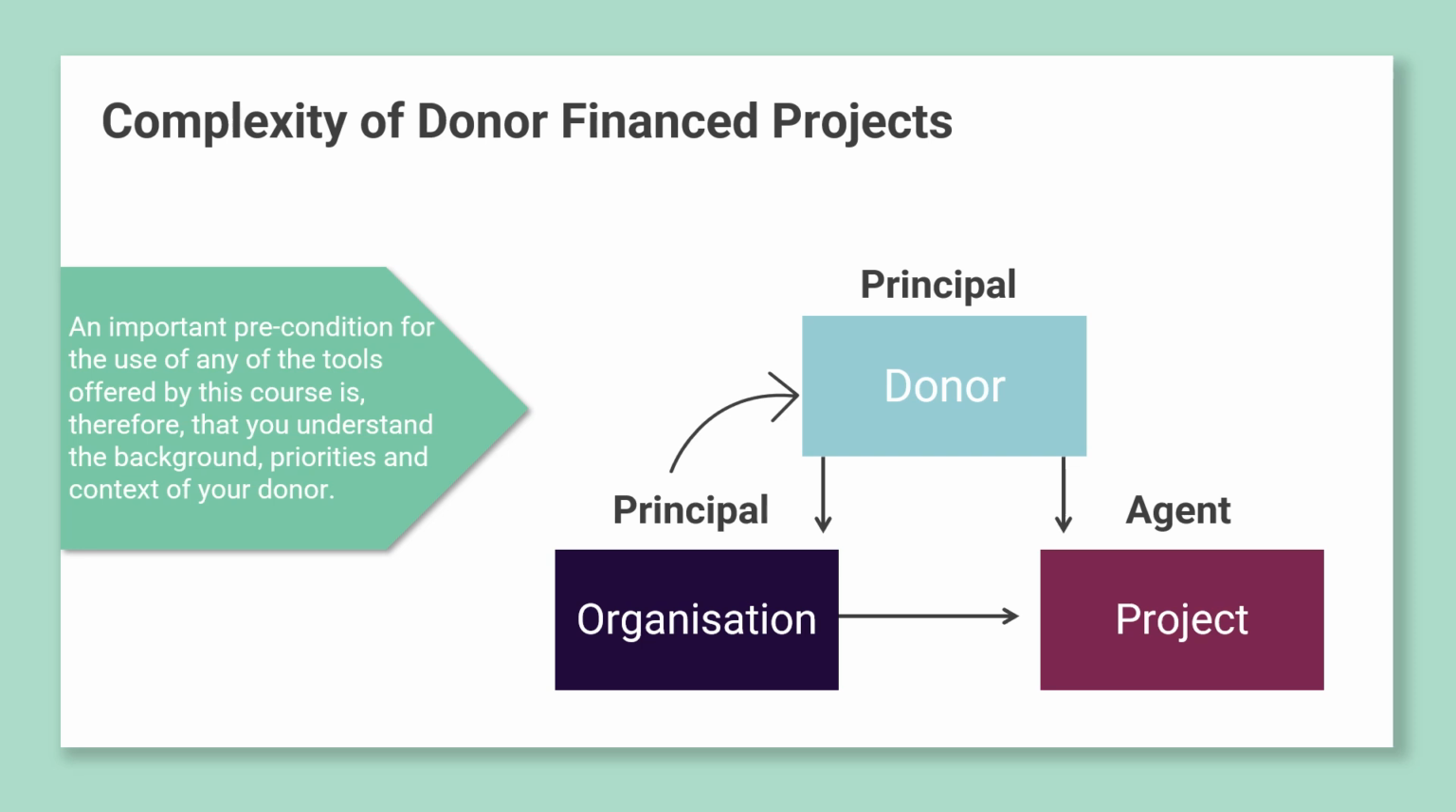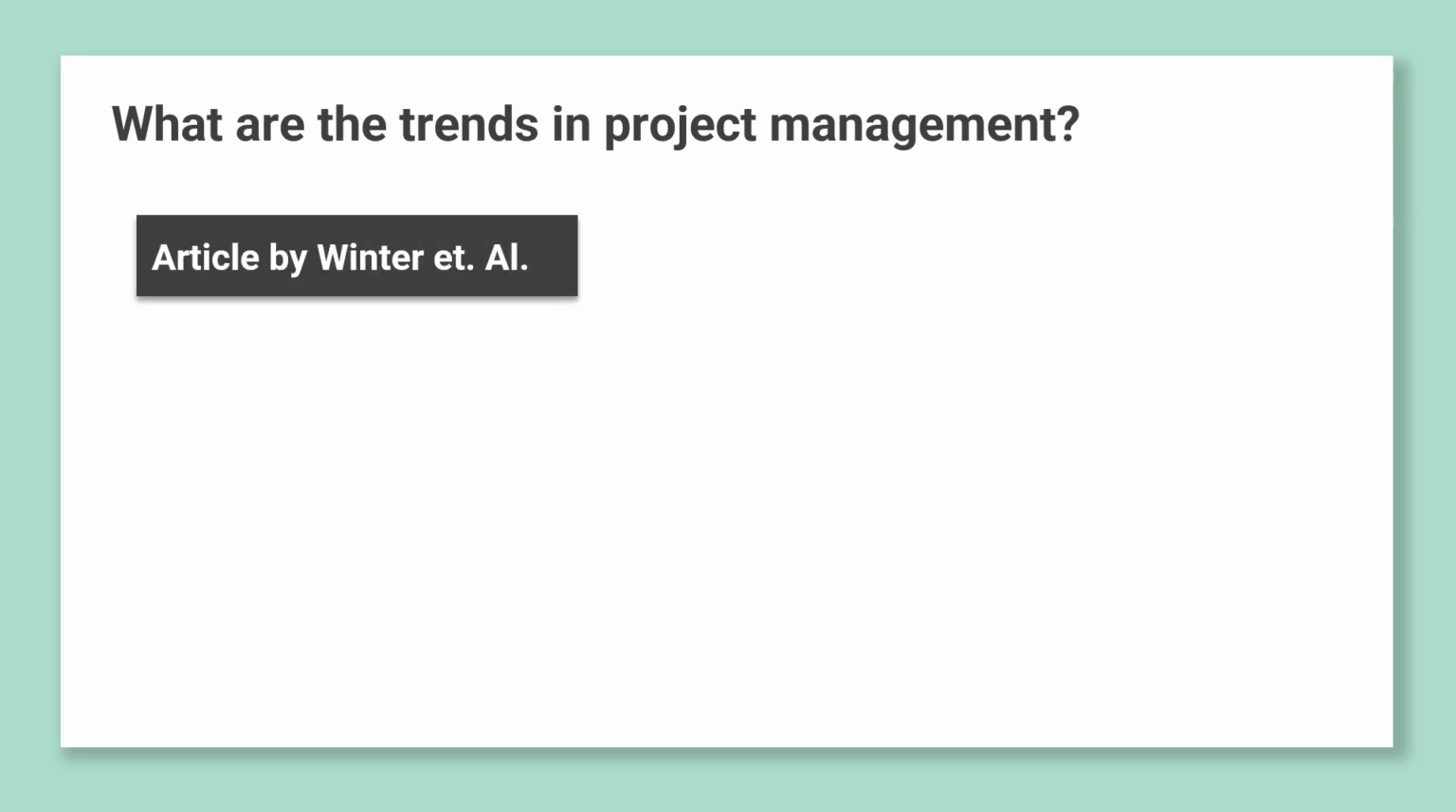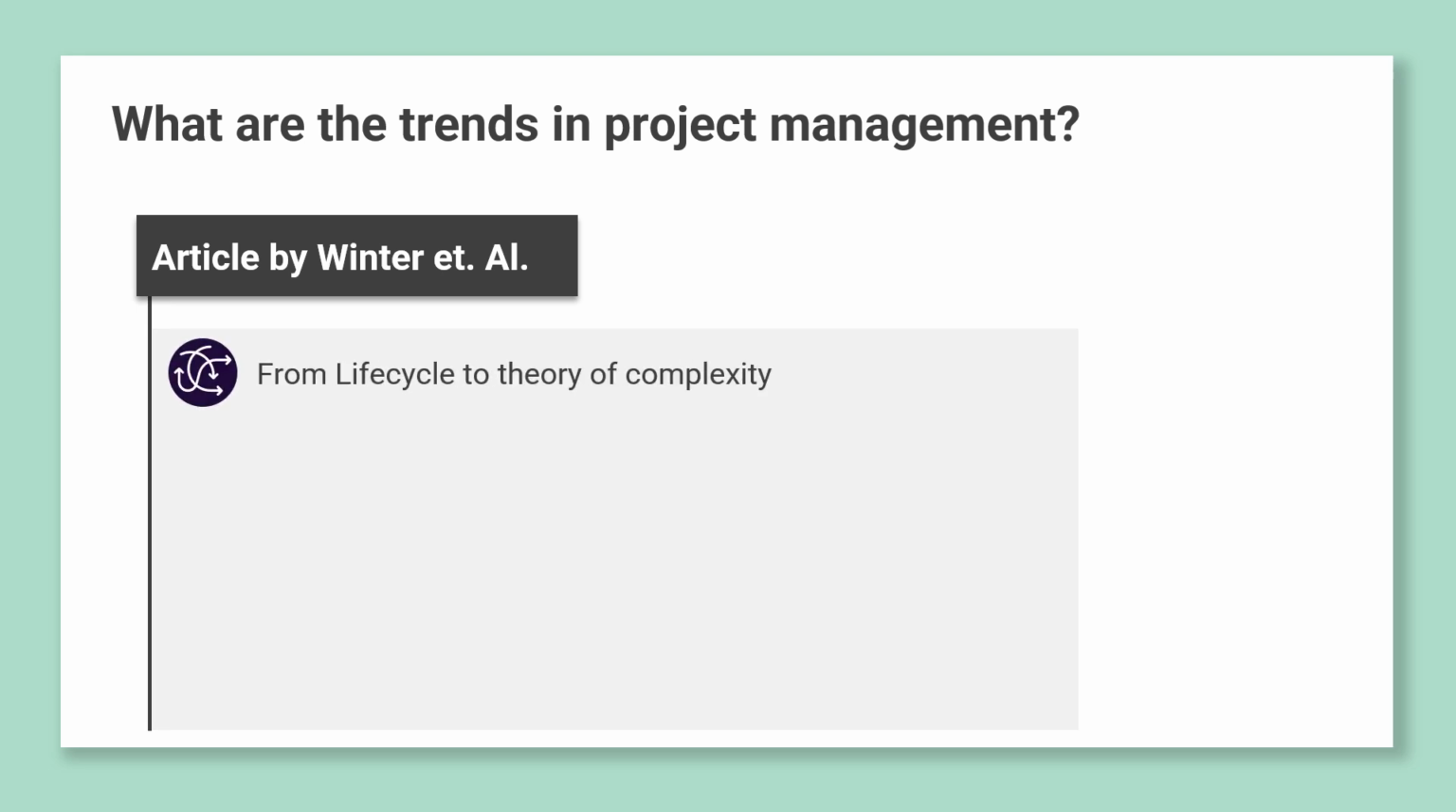Project management is a field in constant development. A good read for project management suggested in our reading list is an article by Winter and others. The article points at 5 trends in project management. First of all, the article suggests that project management models are shifting from being life cycle models to being models emphasizing the theory of complexity.